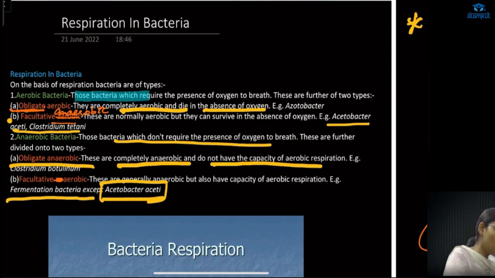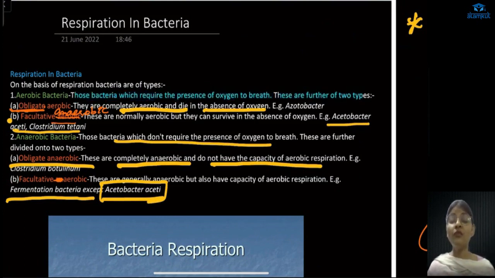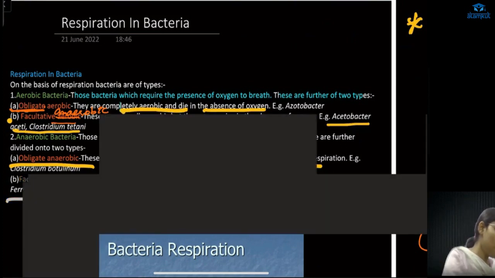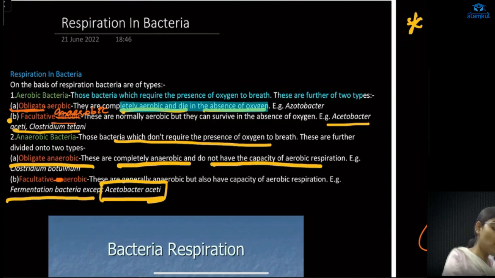Aerobic means those bacteria which require the presence of oxygen to breathe. Okay, those kinds of bacteria which anyhow require oxygen for their survival will come under the category of aerobic bacteria, and it is of two kinds: obligate aerobic and facultative anaerobic. So obligate aerobic means what? They are completely aerobic and die in the absence of oxygen.